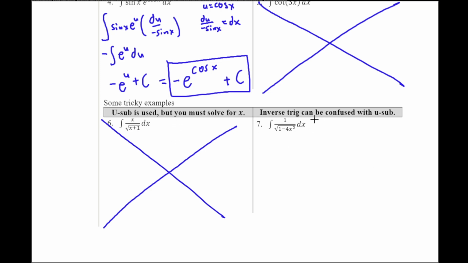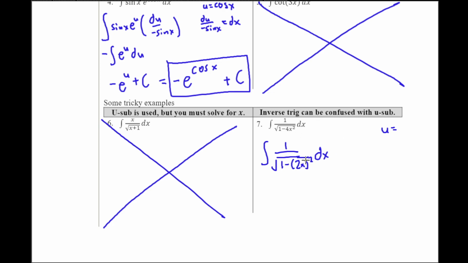So sometimes inverse trig can be confused with u sub. If you look here, you'll see here. So let's rewrite this first. This is 1 over square root of 1 minus 2x squared. And if you look at the arcsine function, the derivative of arcsine is 1 over square root of 1 minus x squared, but instead of x squared, it's 2x squared.